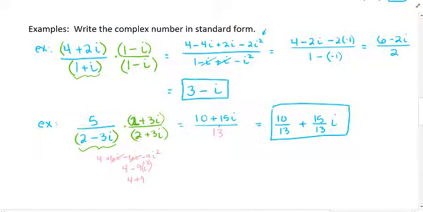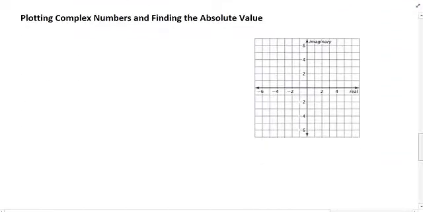All right, last topic now. The last topic is plotting complex numbers and finding their absolute value. So a couple things that you should know about this. 1, it's very simple. And 2, finding absolute value is just finding the difference from 0. So let's write these couple things down.